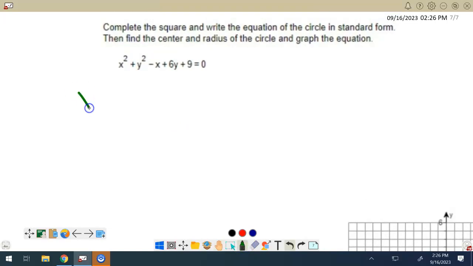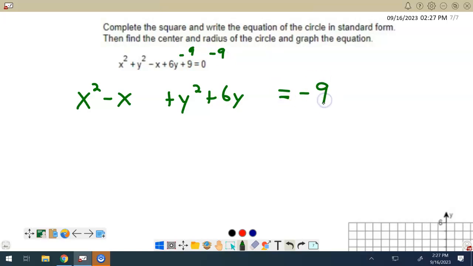So we'll put the x's together, x squared minus x. Leave a space for the number that I'm going to add to make that factor the way I want it to factor. Then we'll put the y's together, y squared plus 6y. Leave a space. And then the 9, I'm going to subtract that to the other side, which will be kind of silly, you'll see in a moment, but that's really the standard way you want to set this up.